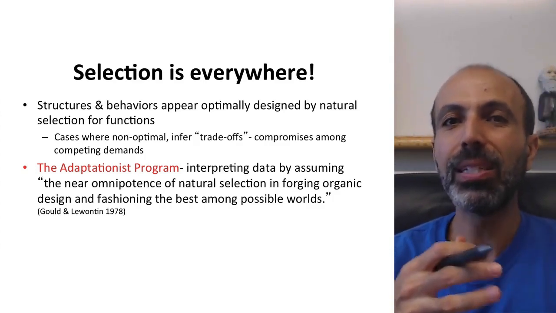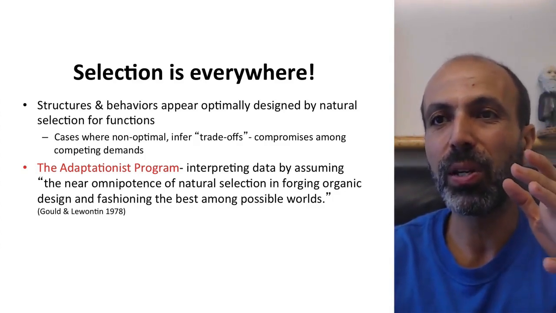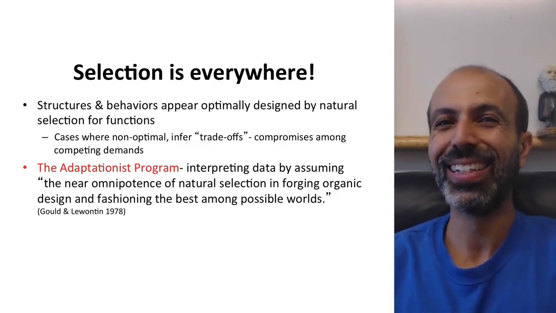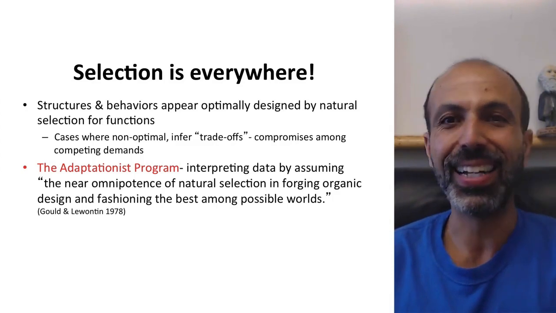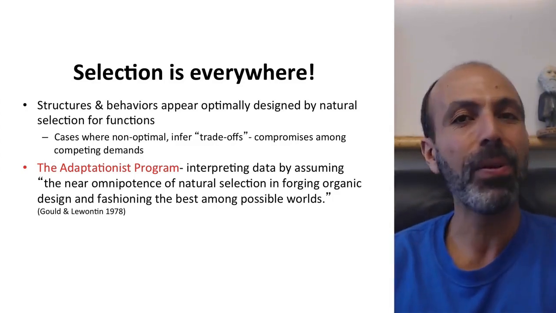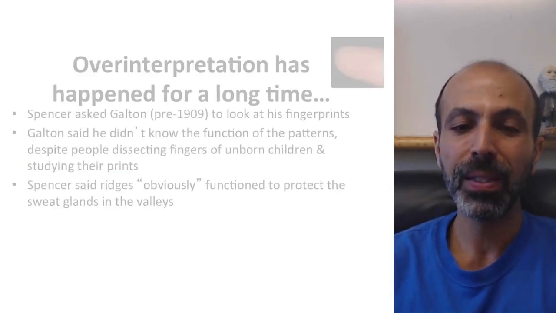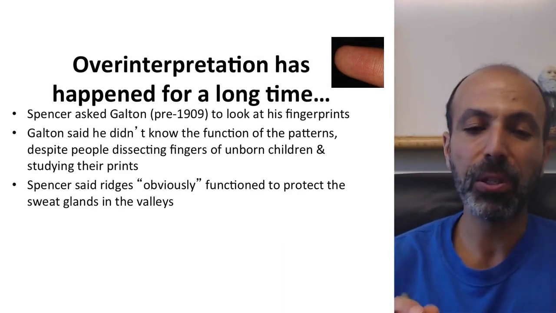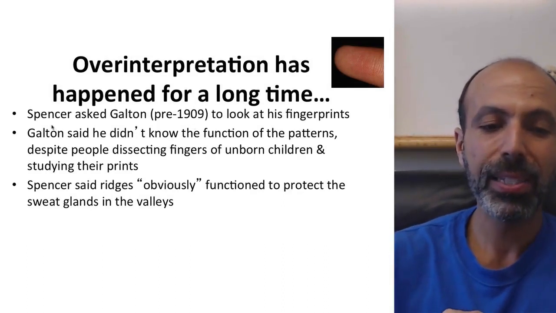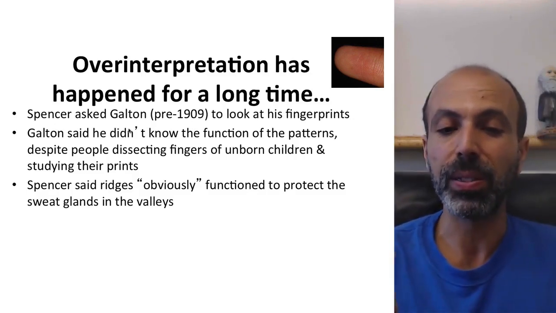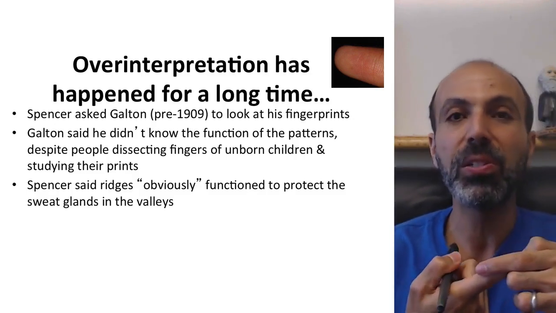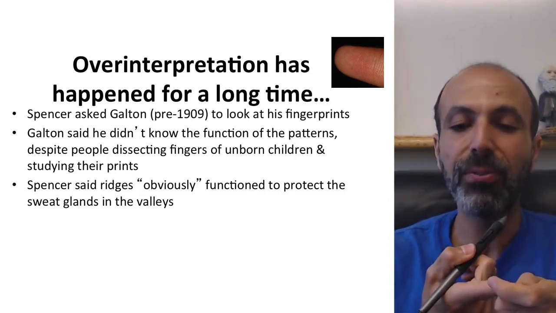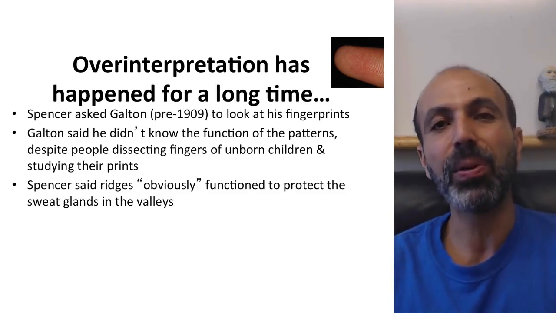That is, we see something and we just make up an adaptive story until it seems to fit and then say, oh, that must have been it. Yeah, that's it. That's not good science. And unfortunately, this kind of thing has happened for a very long time. Overinterpretation goes back over 100 years. In fact, if you look back before 1909, Spencer asked Galton to look at his fingerprint. And Galton said he didn't know the functions of these patterns. And many people had studied this, dissecting the fingers of unborn children, trying to study their prints, things like that.